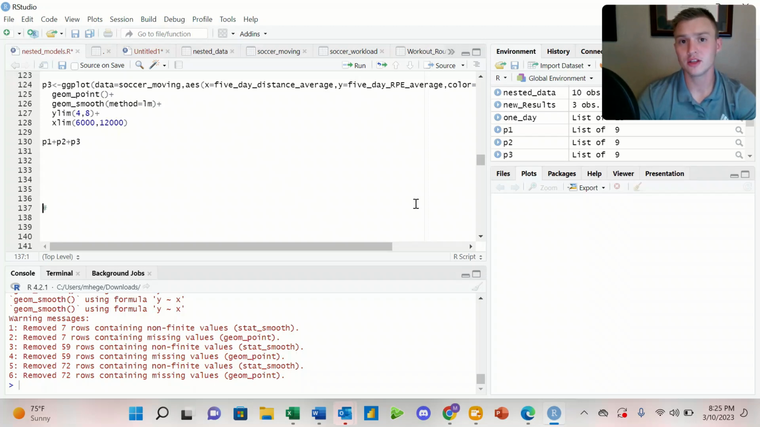In closing, practitioners should utilize at least a 3-day RPE and 3-day distance average to better monitor the fatigue of their athletes, with a 5-day RPE and 5-day distance being the best option.